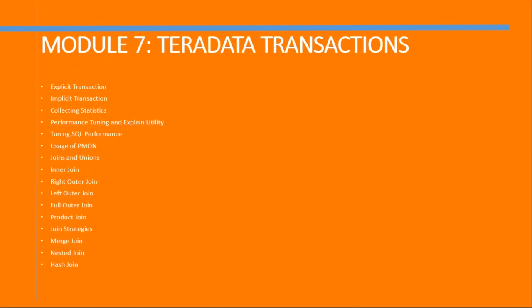Module 7 talks about Teradata transactions. There are different types of transactions, like explicit transactions and implicit transactions. Explicit is how you want to control the transaction yourself. If you want Teradata by default to control the transaction, rolling back and committing the data, then you can go with an implicit transaction.